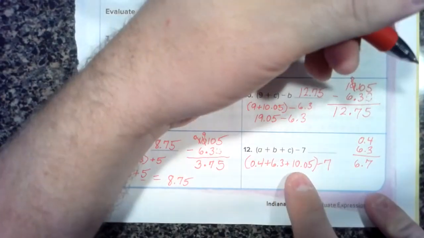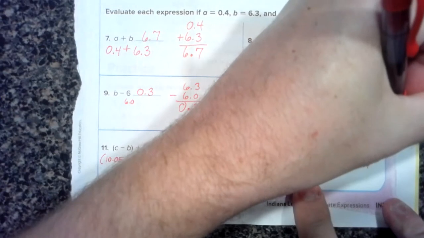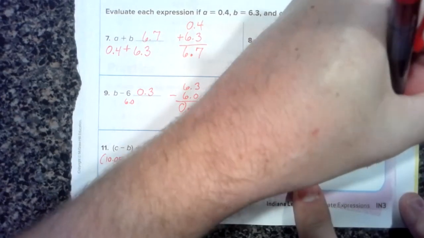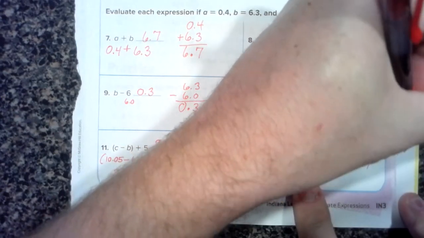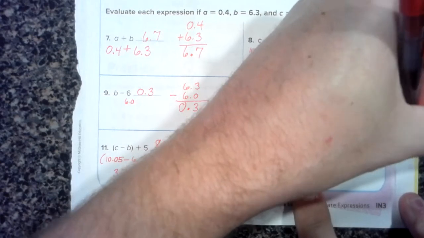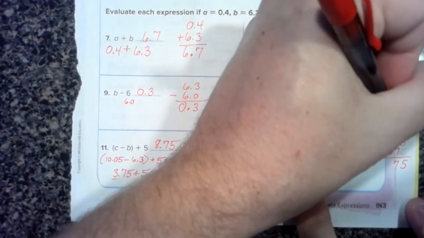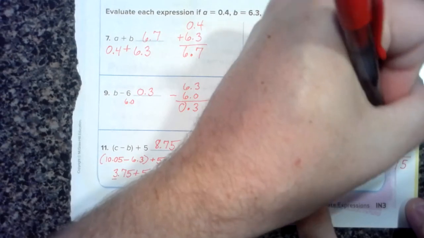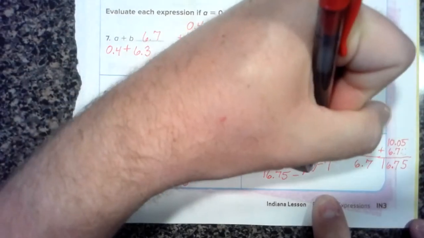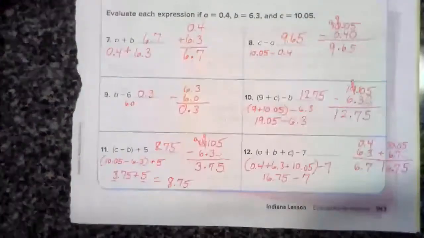And now we need to add 10 and 5/100. So we go 10 and 5/100 plus 6 and 7/10. Annex a 0. So that's going to be 5. We're adding now 7. And then this is 6. And that's a 1. We drop our decimal down. So we have 16.75 minus 7.